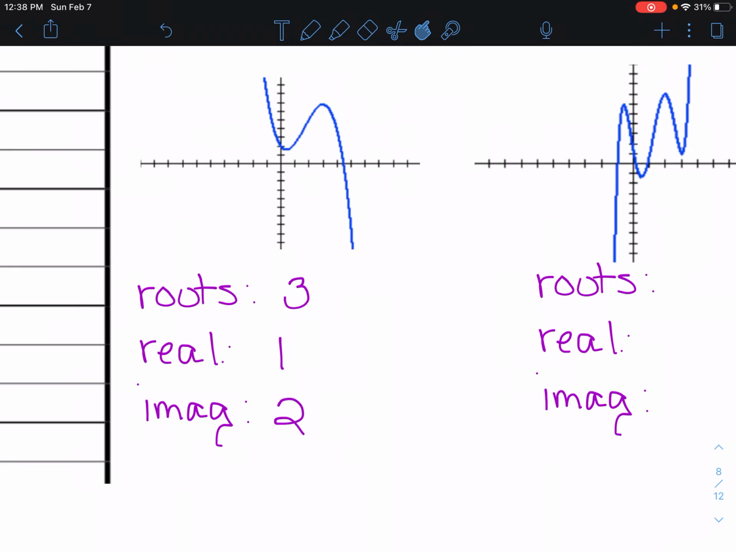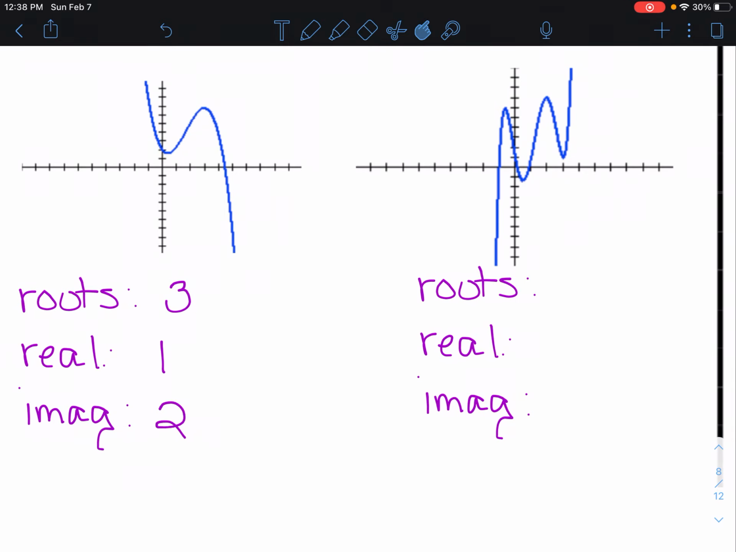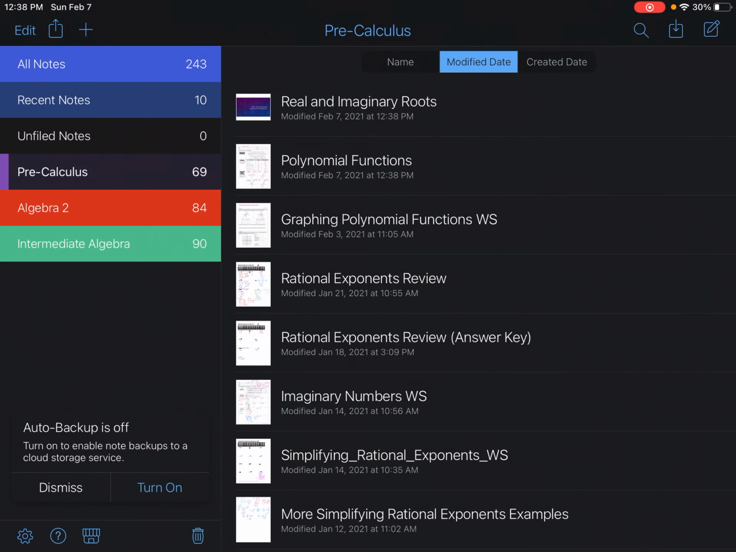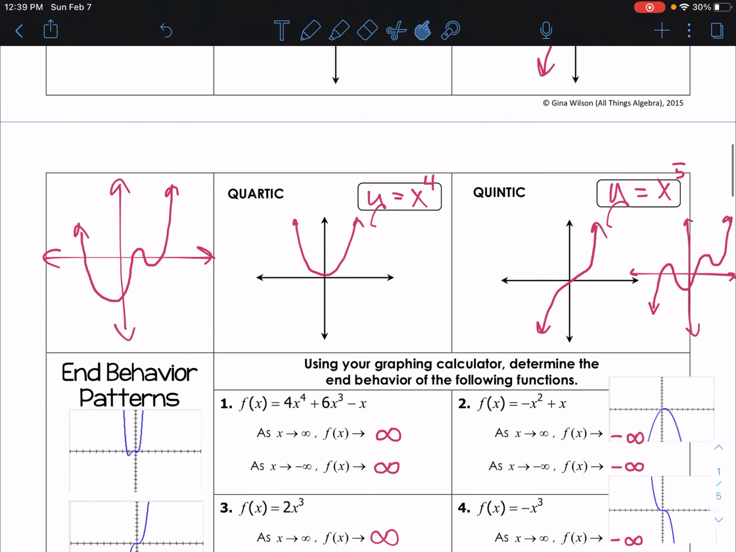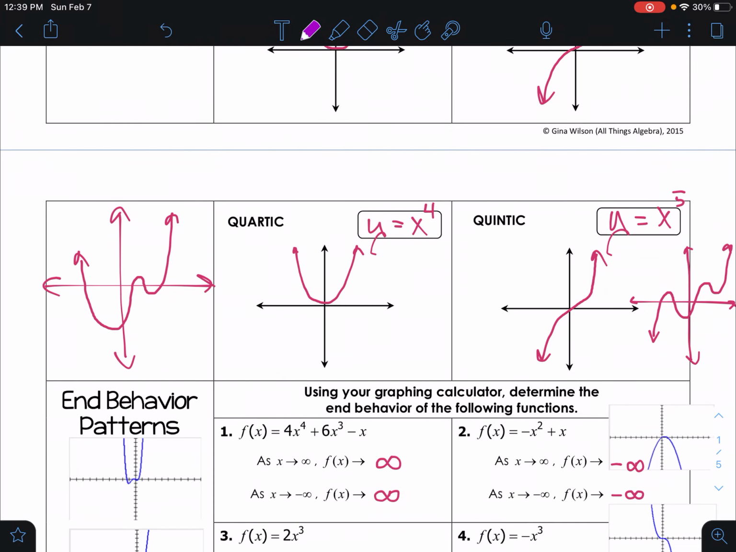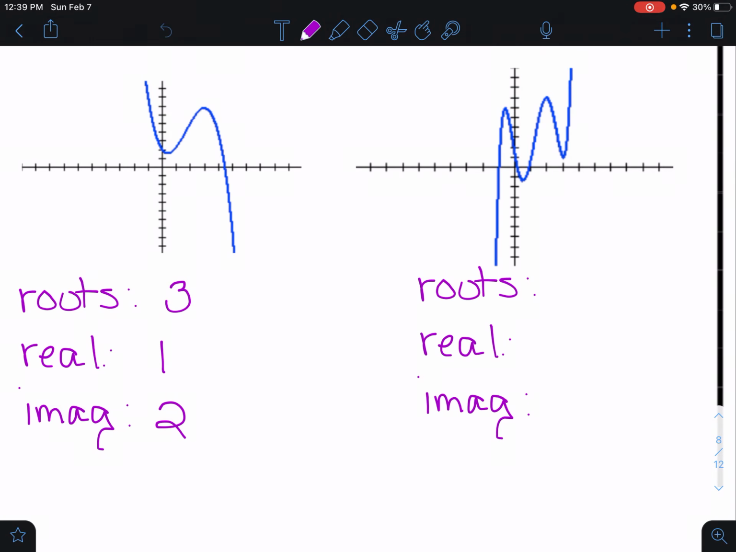Okay. Now let's look at this one. This is also an odd degree function. Okay, you can compare this. Go back to your chart. It says you can see they're going in different directions. So this would be odd. But it looks very similar to this right here. It's 5th degree. So now if we look here, we know that there are 5 roots.